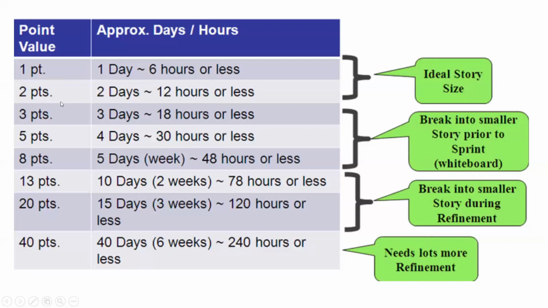A 2-pointer story is one where the team estimates that the task is going to be completed within, say, 10 to 12 hours. It's a 2-pointer story. It is going to take some more effort from the development end and some effort from the testing end to complete the activity.